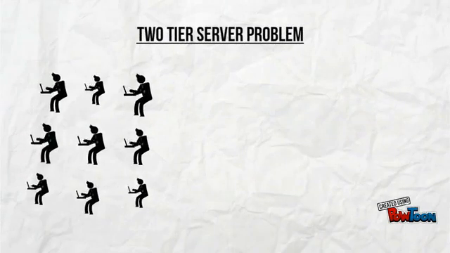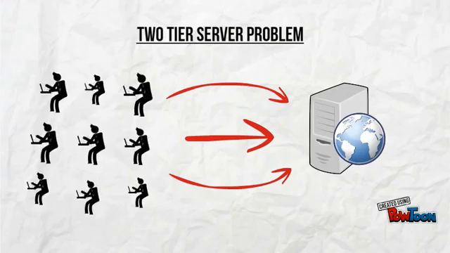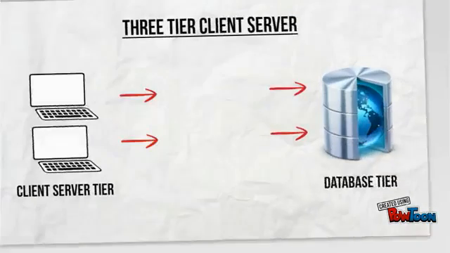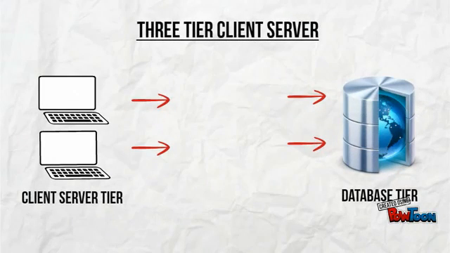This is fine if there is a small number of people sending requests to the server, but if there are a large number of people sending requests, the server would struggle. This is where the 3-tiered structure is important. The 3-tiered client-server architecture adds one more layer to the structure.